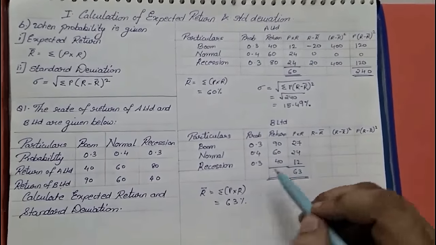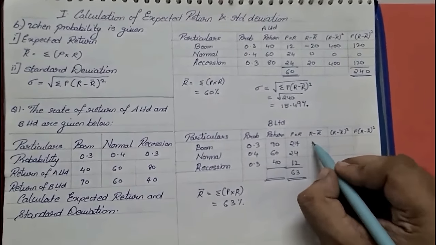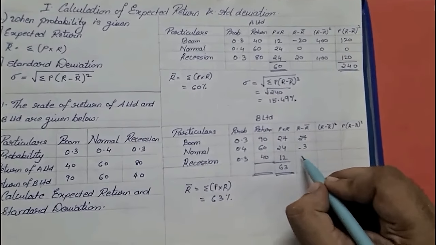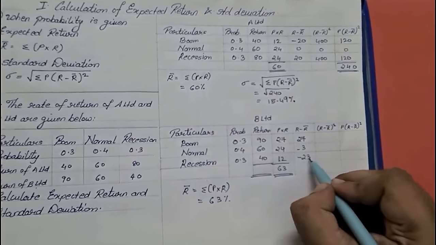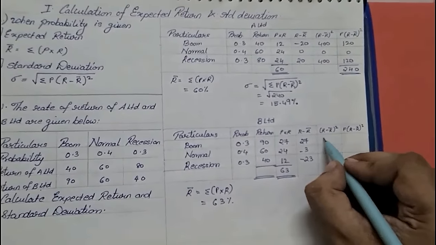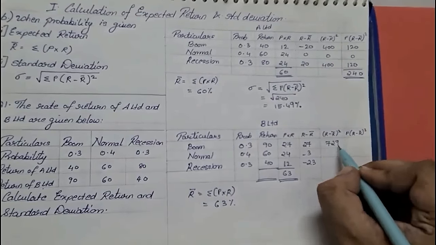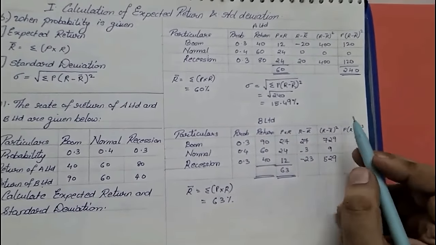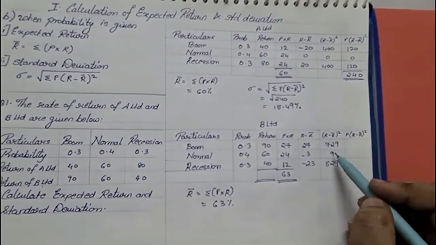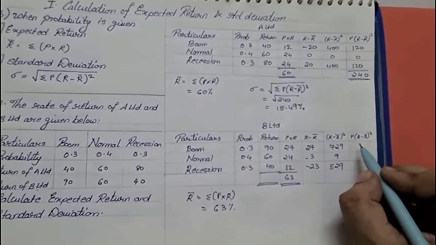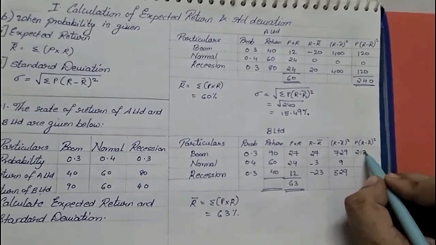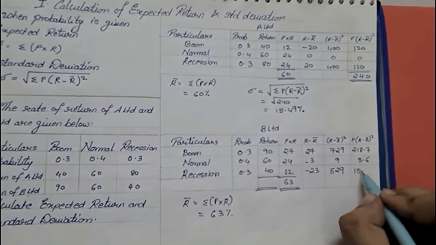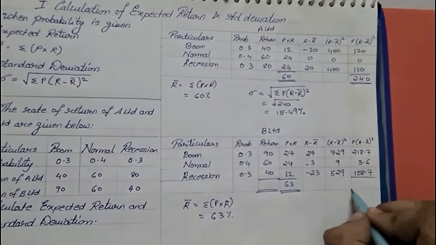So all the values of R minus R bar is 63. We get the values as 27, negative 3, and negative 23. The square of that gives 729, 9 and 529. Whatever value we have got in R minus R bar the whole square, we multiply that with the probability. So we get the values as 218.7, 3.6 and 158.7, and we will total it.